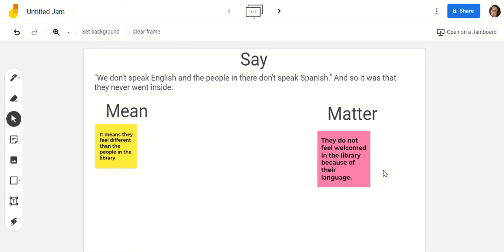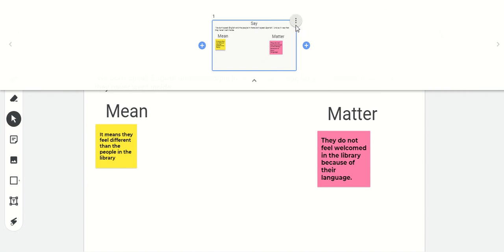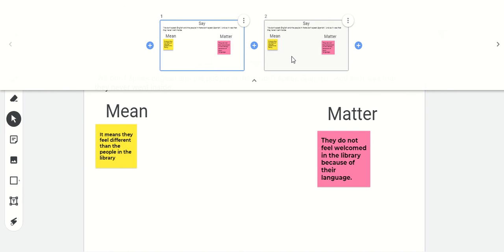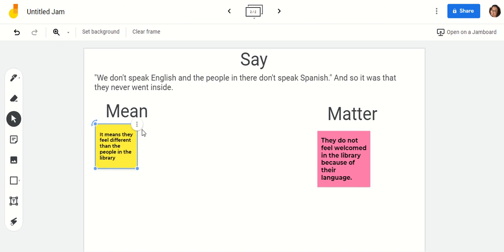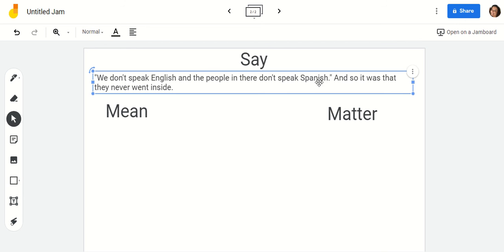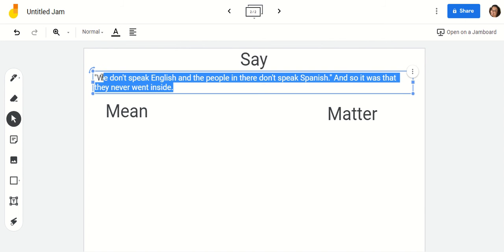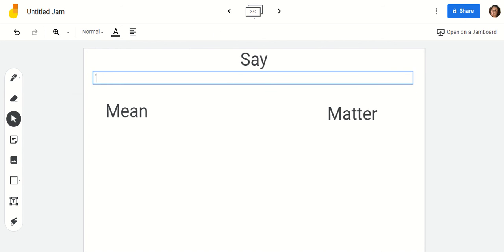So this is getting students to really think about the text, and this is the problem that the characters in the story are facing. Right now, their language, them not feeling welcomed in the library, is making them feel a certain way. So then I would go to the next quote that you want them to focus on, and quickly I would just click those dots here and click duplicate. That way you don't have to go retyping everything. And I'm just going to delete these. And I'm going to pick out another important quote that I would want students to focus on that's going to lead them to understanding the aha moment.